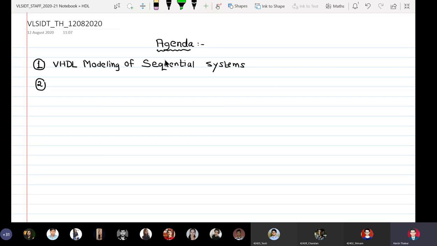A T flip-flop is nothing but a JK flip-flop where the J and K inputs are short circuited, and that short circuited input is called T. When I put T equal to 1, it becomes a toggle flip-flop, right? So a T flip-flop is a modified JK flip-flop. Now if I want to design FSMs, I have the concept of Qn plus 1 and Qn, that is, next state and previous state.